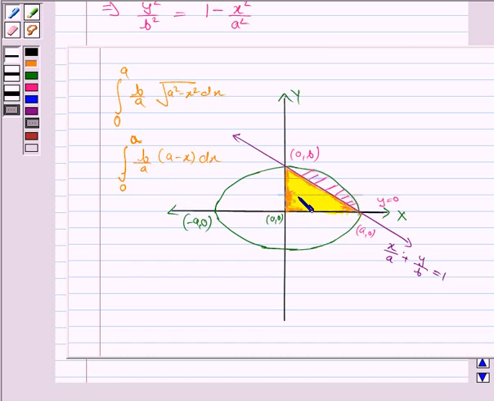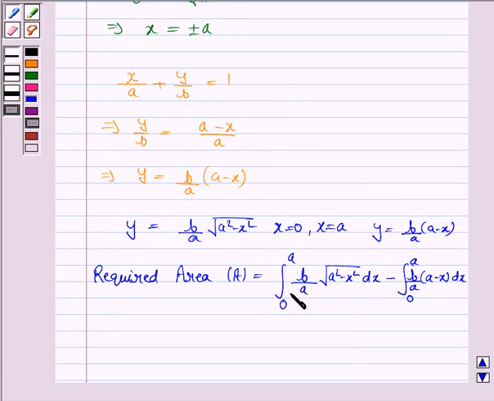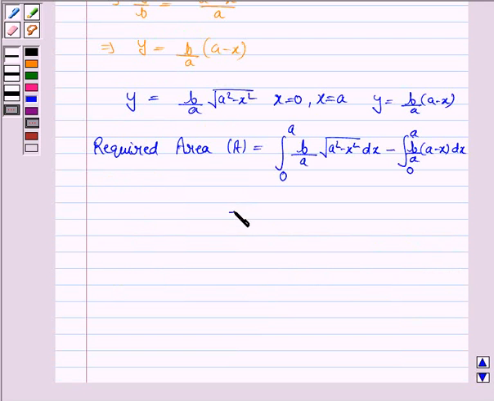and that gives us the area of the triangular region. So the required area is integral 0 to a b by a under the root a square minus x square dx, which is the area of the ellipse in the first quadrant, minus integral 0 to a b by a into (a minus x) dx, and this is the area of the triangular region below the line x upon a plus y upon b is equal to 1. So this is equal to b by a, let's call this integral I1, minus b by a, and let's call the other integral I2.